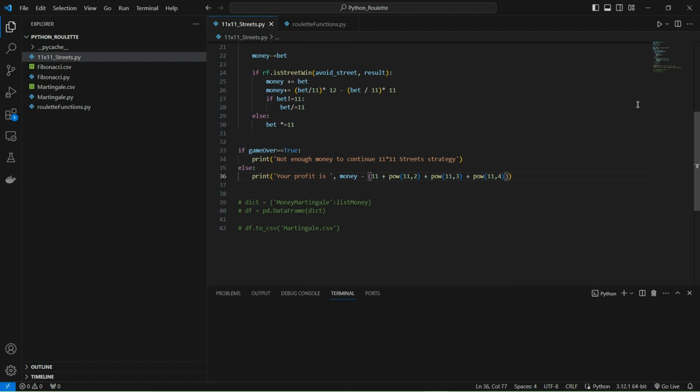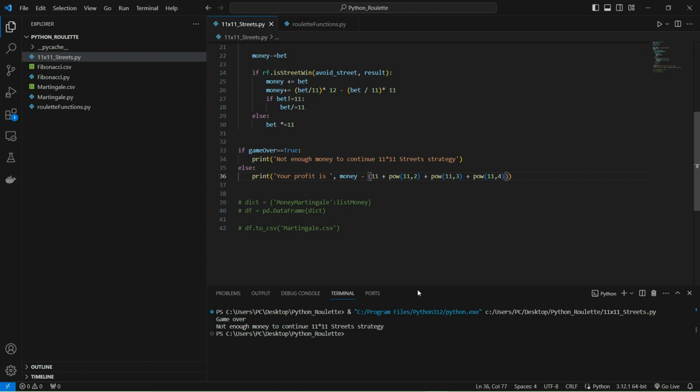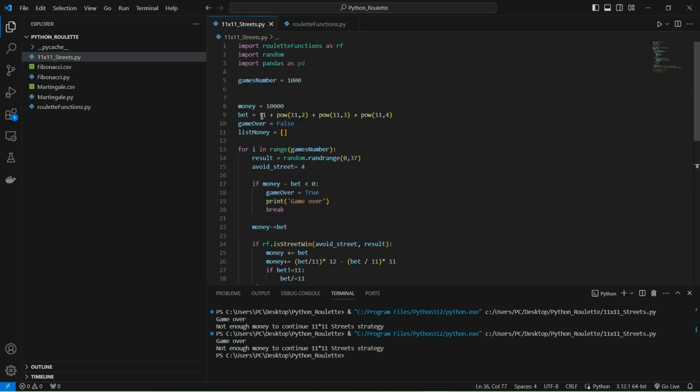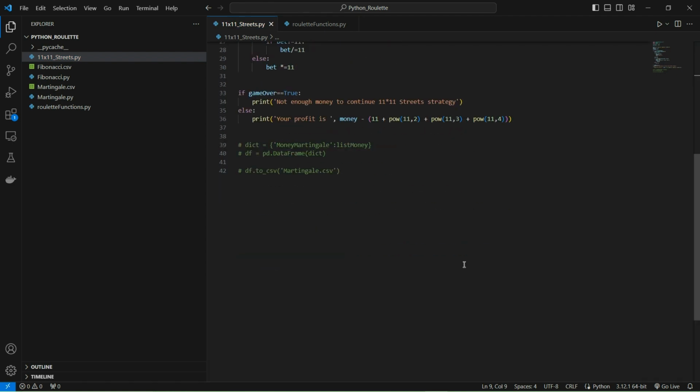Game over. Game over. I think I made a mistake. It is here. This should be in money, not in bet. So I will paste it here and initial bet is going to be 11. And now I will run this code.